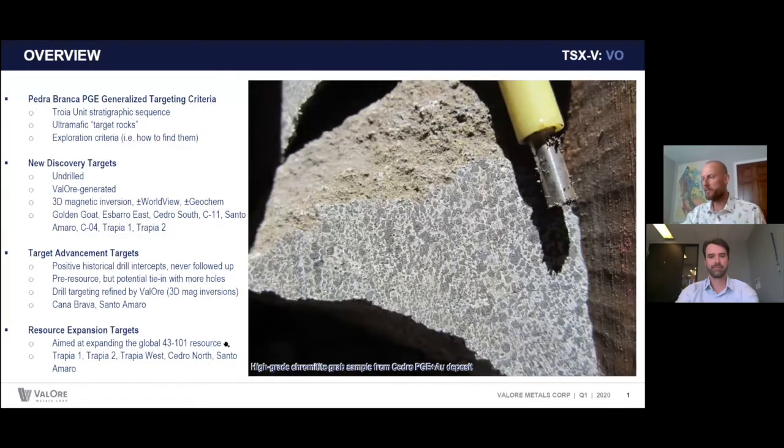Excellent. So this is just a quick overview again. First, we'll take you through the geology and the simplified strat sequence of Pedra Branca, and that's the target rocks that we're looking to find, and our exploration criteria. So how we are finding them, what exploration techniques are amenable to these rocks. And once we've built upon that, again, we'll go through each of the three target types as discussed before.